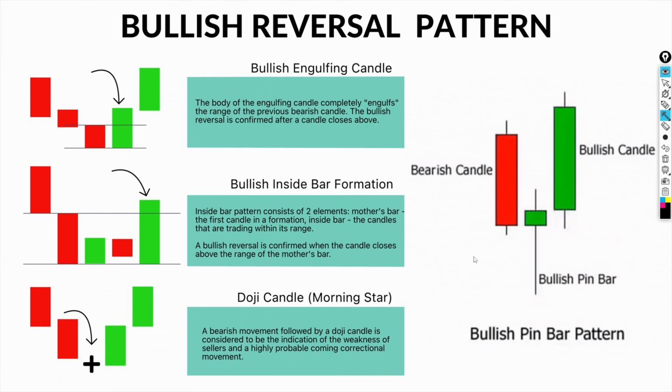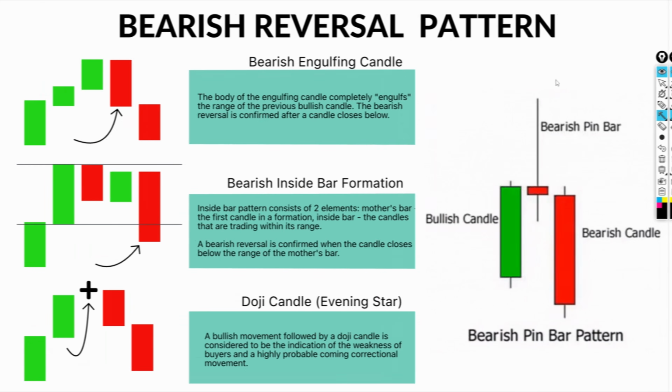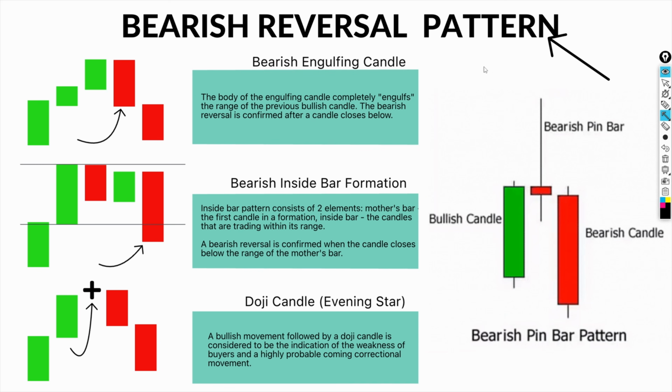A bullish reversal pattern consists of a bullish engulfing candle, a bullish inside bar formation, a doji candle in the form of a morning star, or a bullish pin bar pattern. For bearish reversal patterns, you can look for a bearish engulfing candle, a bearish inside bar formation, an evening star, or a bearish pin bar pattern. There are other patterns as well, but these patterns work the best, and that's why I'm teaching you only these.